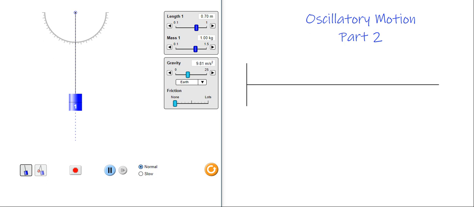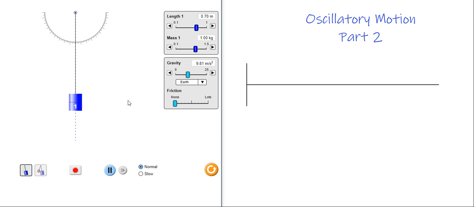If you haven't checked out part 1, you want to check that out because a lot of those terms and ideas I'm going to revisit in this video. Again, I'm also using a PhET simulation from phet.colorado.edu, and there's a link to the simulation in the description below so you can play along.